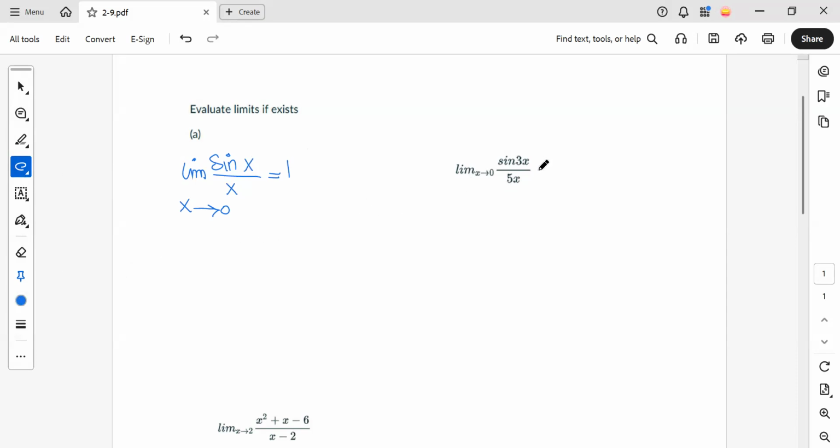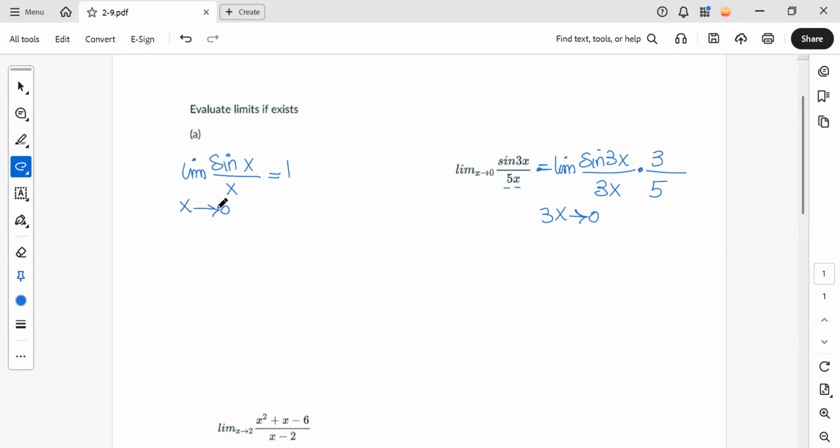So I would rewrite this, and I say, I wish I had sine of 3x over 3x when x is approaching 0, so 3x is also approaching 0. But I have changed the question. So in order to fix it, I say between 5 and x, I use the x, but 5 is left here. And then since I divided by 3, I would multiply it by 3 in order to not change the question.